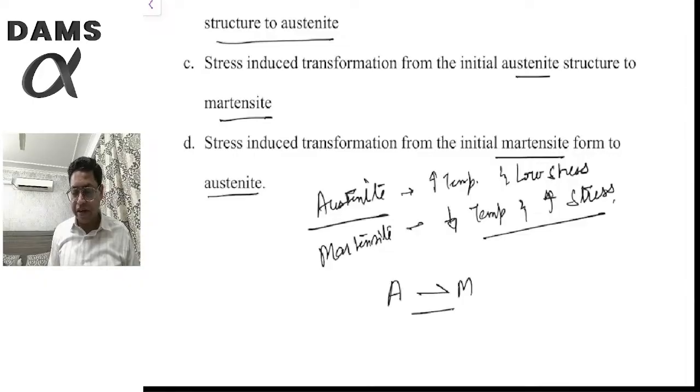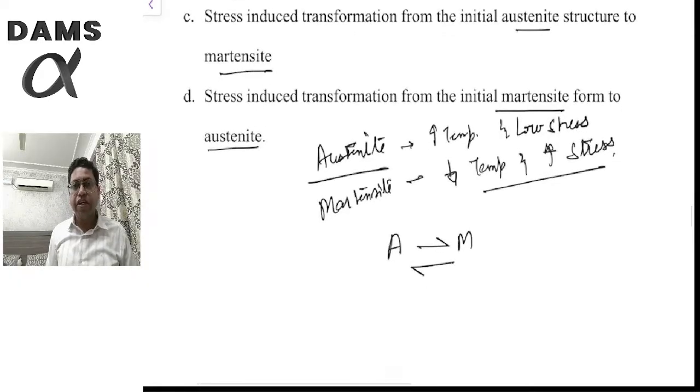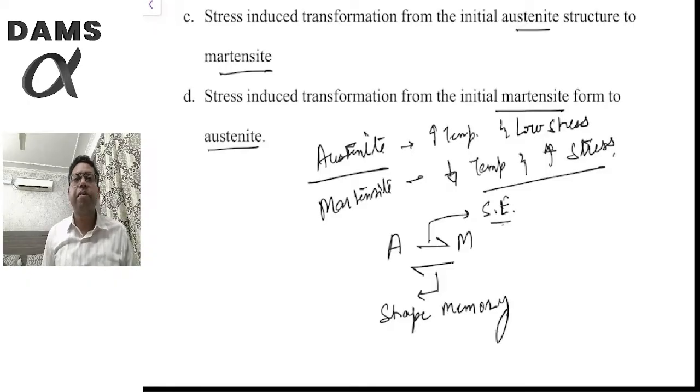to martensite and martensite to austenite. The transformation from austenite to martensite gave rise to the property of superelasticity, and the transformation from martensite to austenite gave rise to the property of shape memory. This is something that you should remember. So when the austenite form changes to martensite, it exhibits the feature of superelasticity, and vice versa, from martensite to austenite, it exhibits the feature of shape memory.